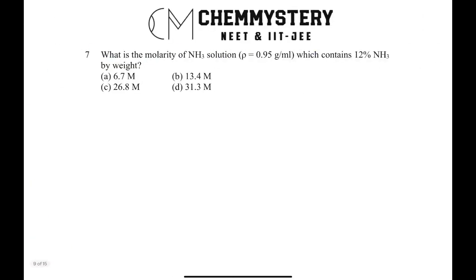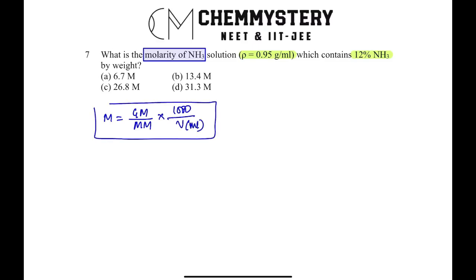Next one. What is the molarity of NH3 solution? You need to find the molarity of NH3 solution, if the density is given to you, which contains 12% of NH3 by weight. So 12% of NH3 by weight is given to us. What we need to find is molarity. We know molarity is given mass of the solute by molecular mass of the solute into 1000 by volume of the solution in ml. Right, this is the formula.